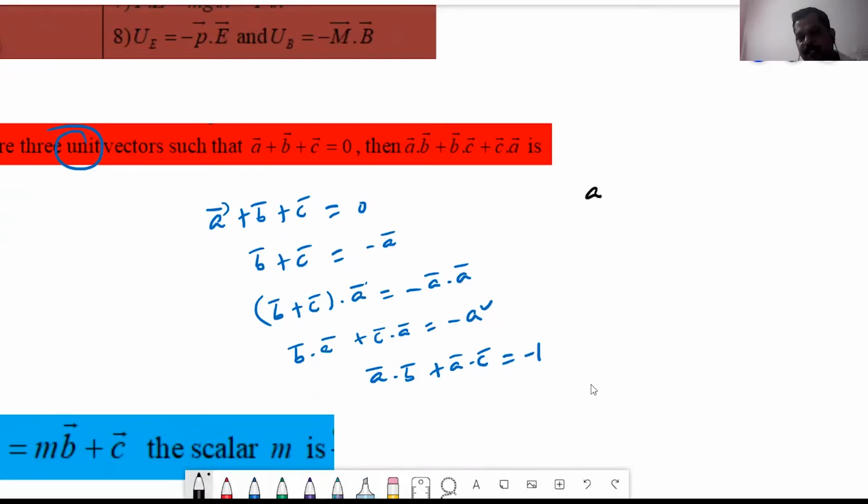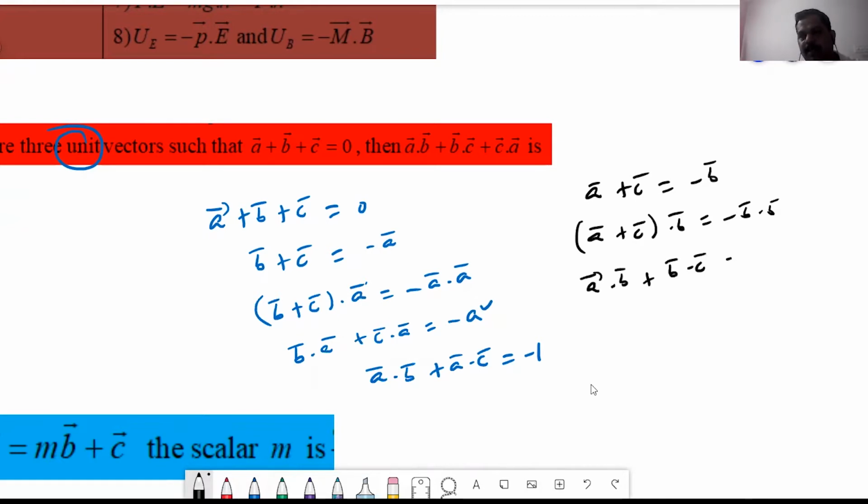So next, A bar plus C bar is equal to minus B bar. Take the dot product with B bar now: dot B bar is minus B bar dot B bar. Same logic. So this is A bar dot B bar plus B bar dot C bar is equal to minus B square. Again, A bar dot B bar plus B bar dot C bar is minus 1.